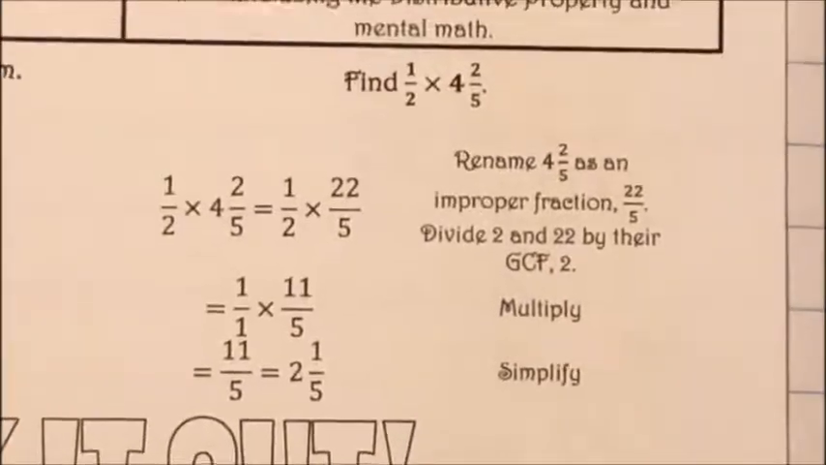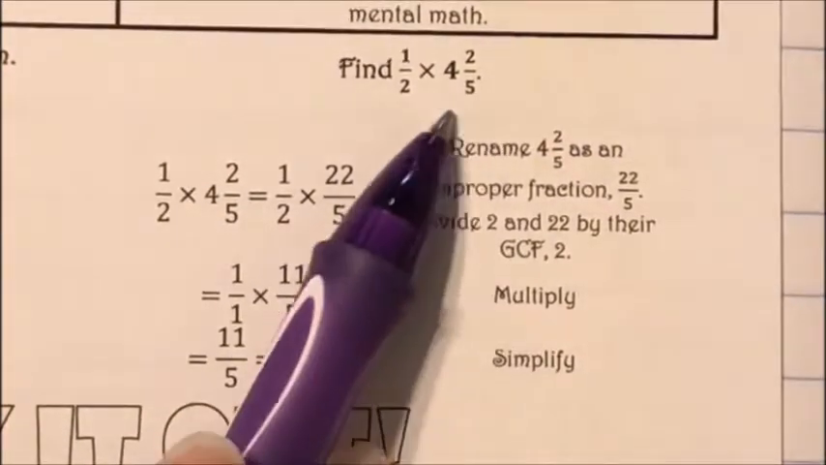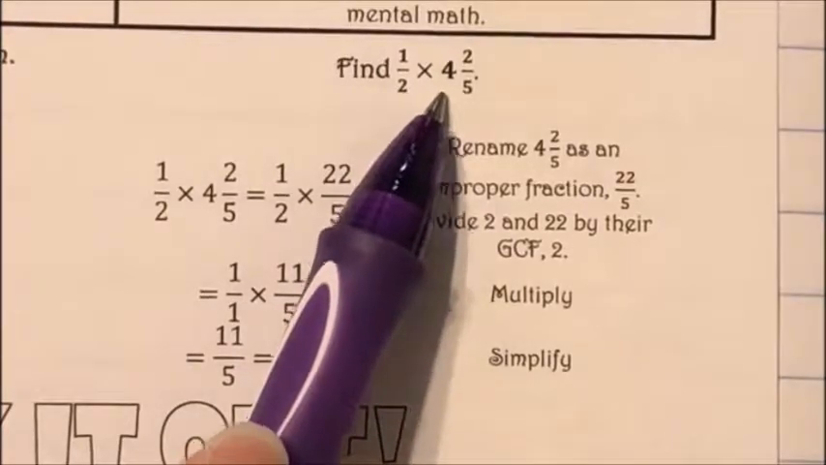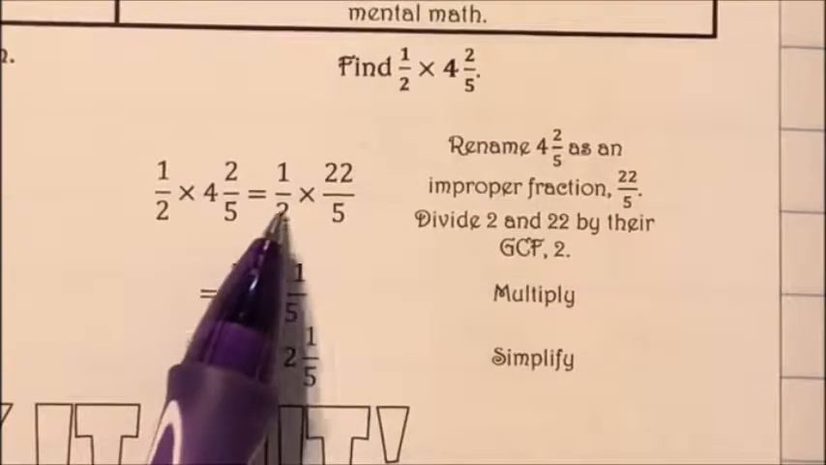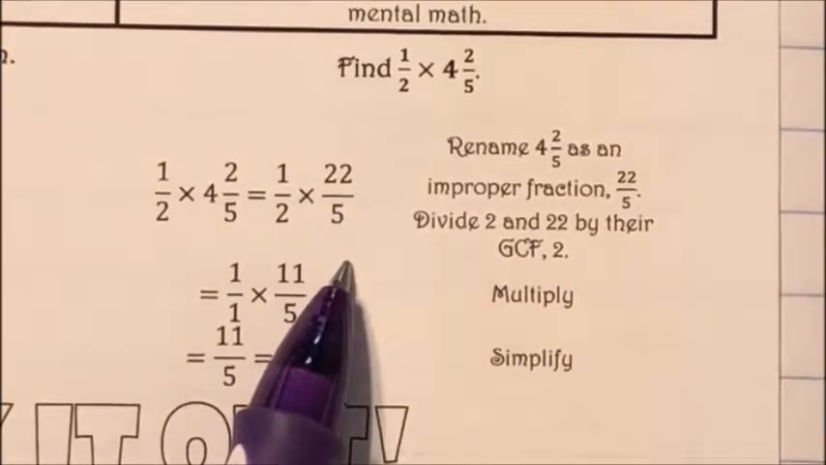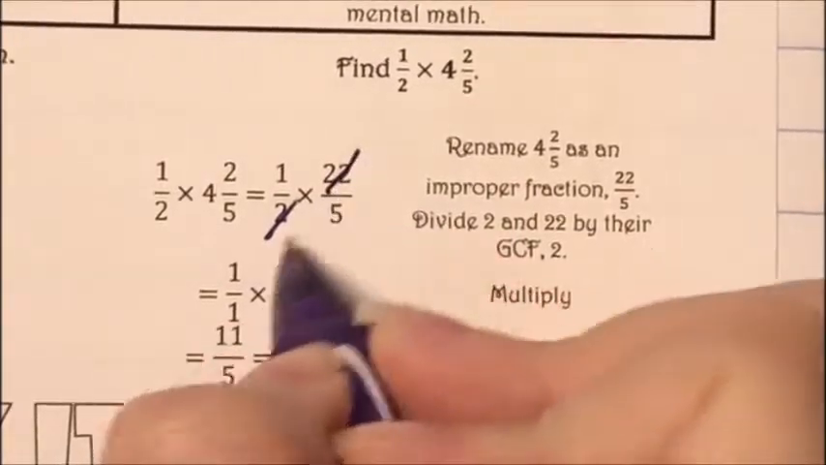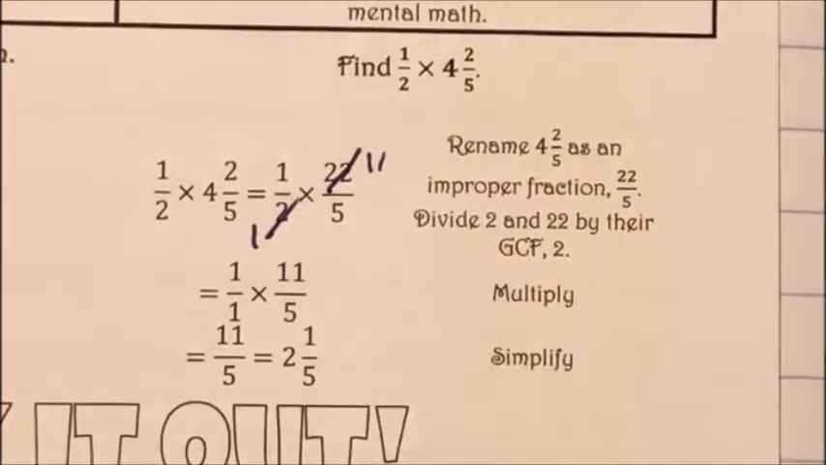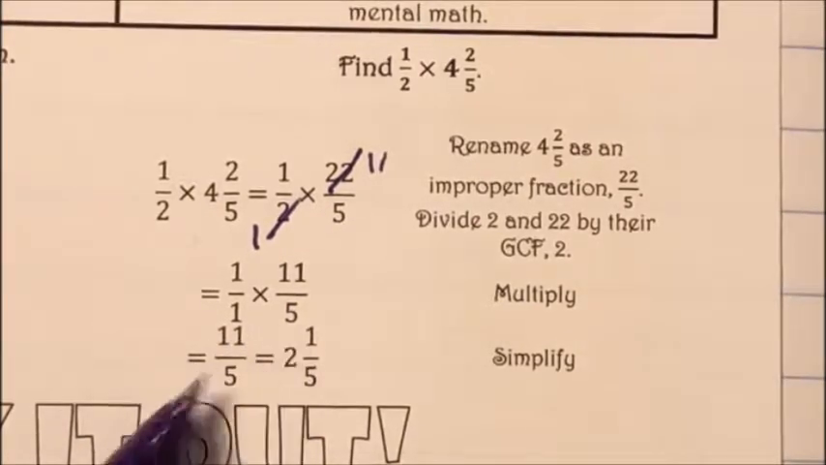Second example I have is find 1/2 times 4 2/5. Well, I can rewrite 4 2/5 as an improper fraction. 5 times 4 is 20, +2 is 22, so I have 1/2 times 22/5. This simplifies: 2 and 22, this becomes 1, this becomes 11. So I have 1 times 11 is 11, and 1 times 5 is 5. So 11/5 equals 2 1/5.